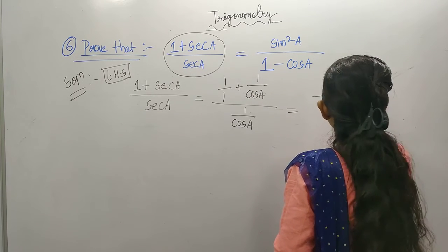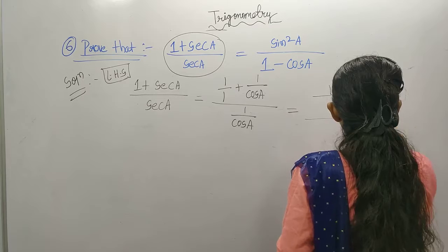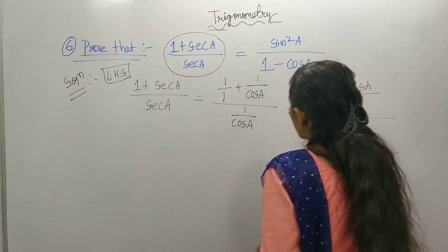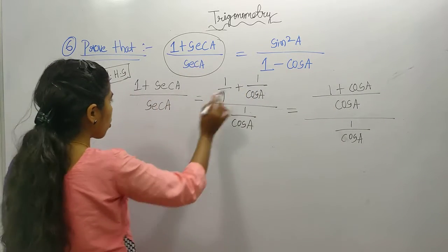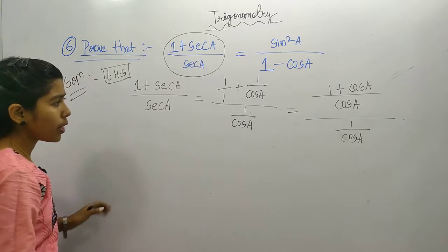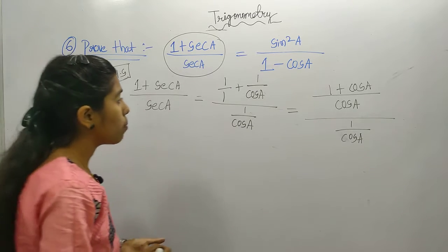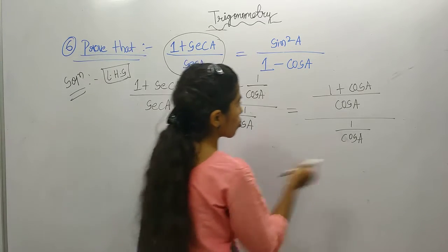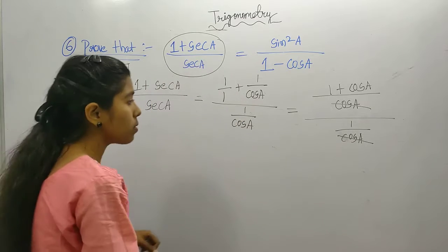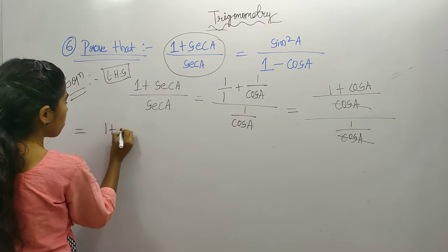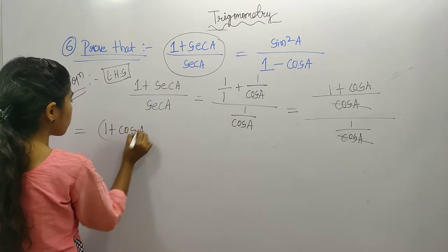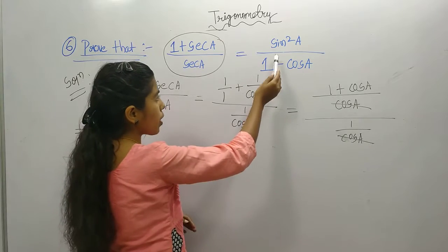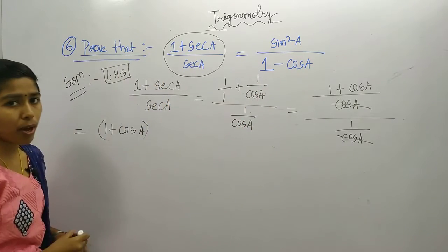1 plus cos a divided by 1 by cos a. So here you see 1 plus 1 by cos a divided by, in sec a we have written 1 by cos a. So what it came? 1 plus cos a divided by cos a. Again here 1 by cos a. So here cos a and cos a will cancel. So what it came? 1 plus cos a, right? But we have not got the right hand side. Here you see in the right hand side we have to bring sin square a divided by 1 minus cos a.